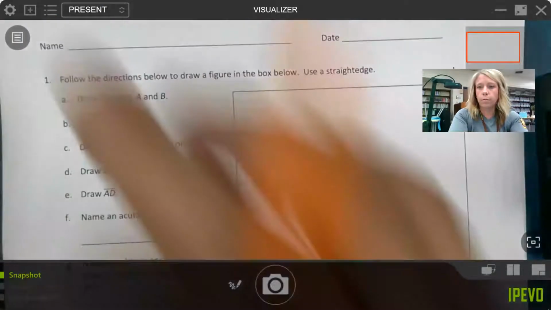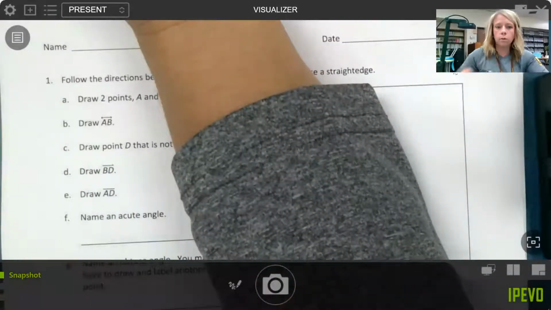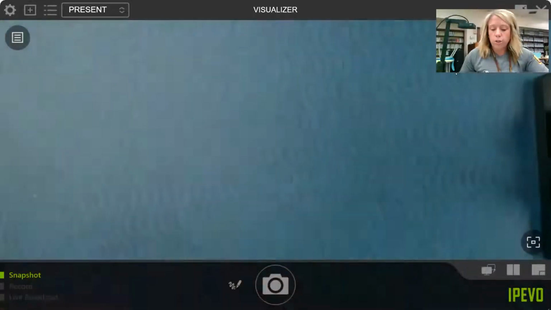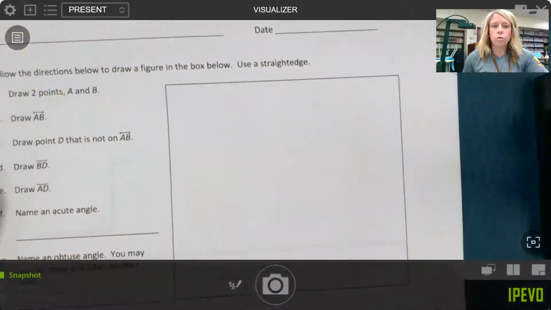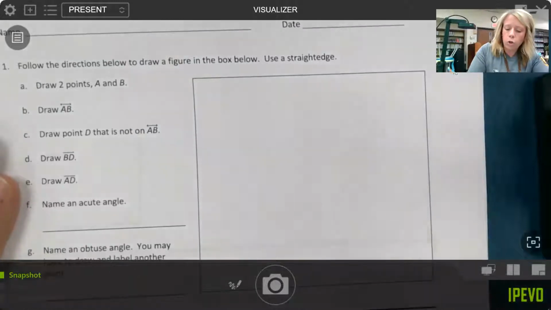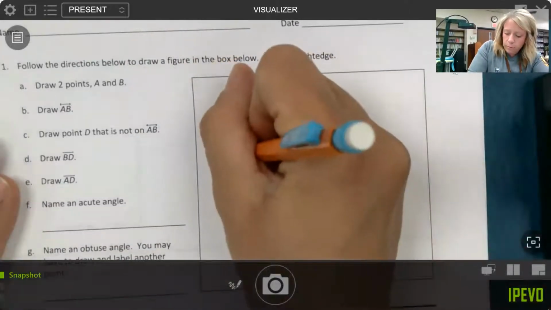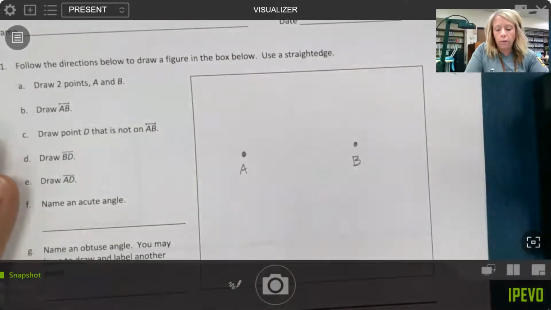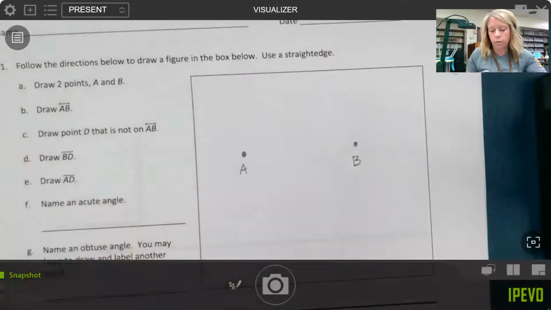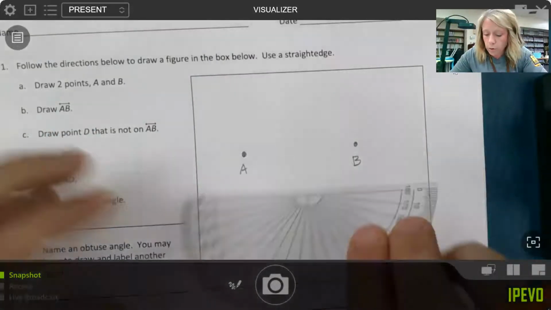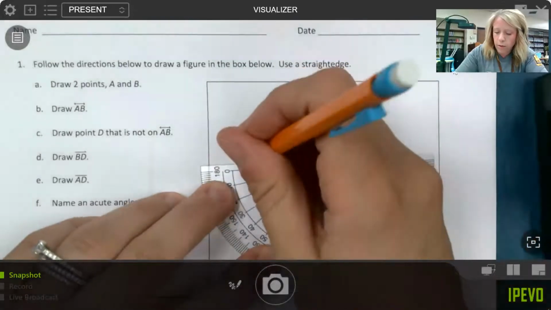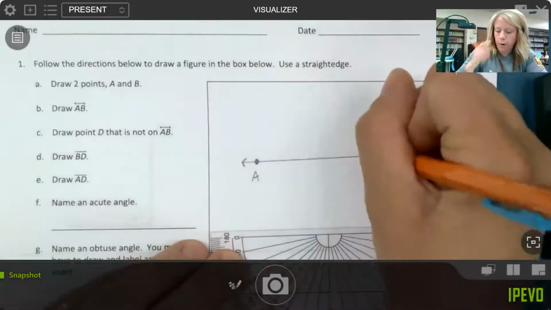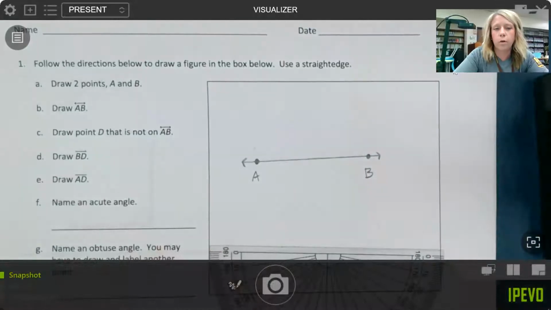Okay, the first question says, follow the directions below to draw a figure in the box. Use a straight edge. Draw 2 points, A and B. Point A, point B. Draw line AB. I know that a line goes on forever, so I'm going to use my straight edge to go through my 2 points and add 2 arrows to indicate that it goes on forever. Draw point D that is not on line AB.